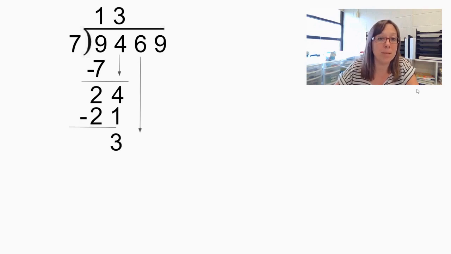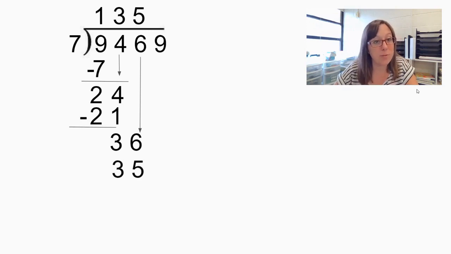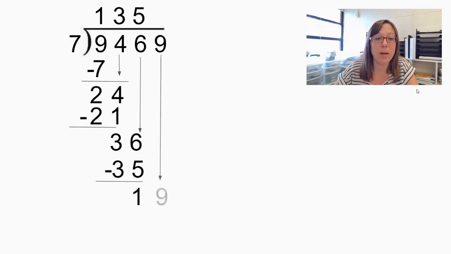Bring down my 6, and I have 36 tens to divide by 7. 36 divided by 7 is 5 because 7 times 5 is 35. Subtract, and I have 1 ten left over. Bring down my 9. 19 ones divided by 7 is 2 because 2 times 7 is 14. And if I subtract, I have a remainder of 5.